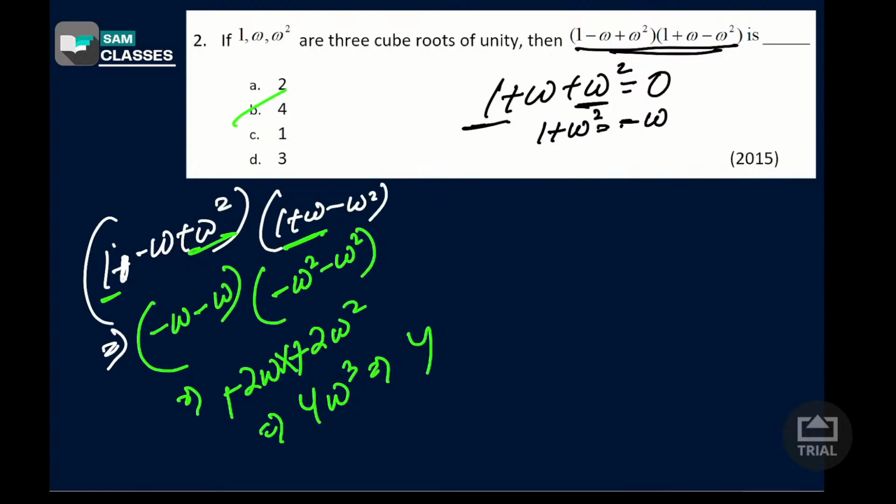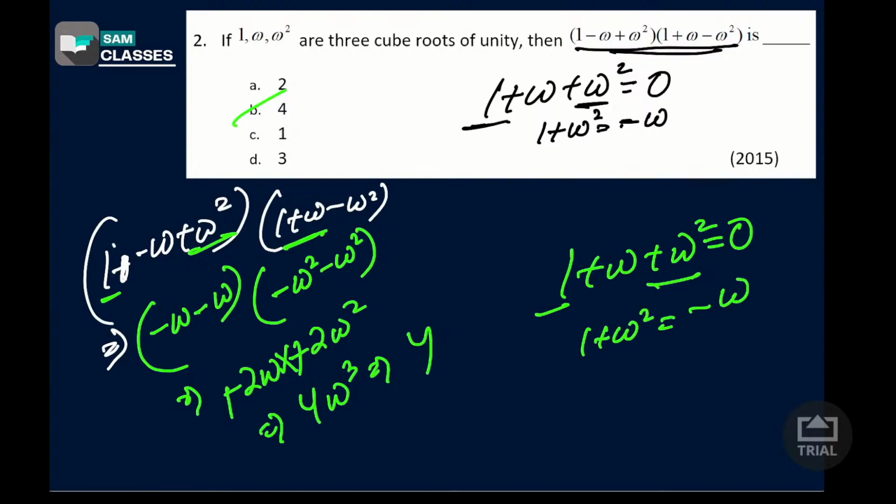What I did is 1 plus omega square is given as 0. The moment I saw 1 plus omega square in the first part, I can write it as minus omega. And in the second part, 1 plus omega is equal to what? I'll send this to that side, minus omega square. I just substituted it and got the answer. Clear everyone?